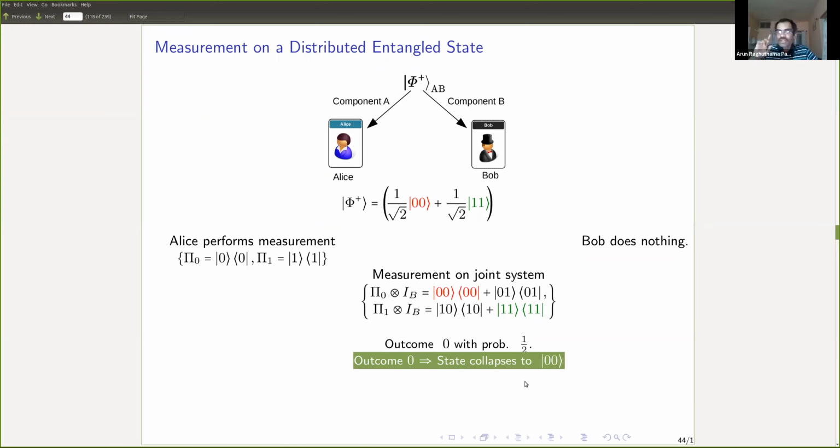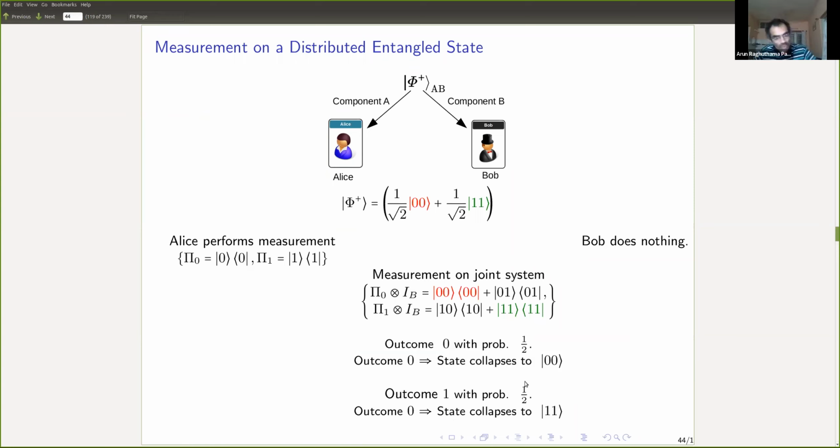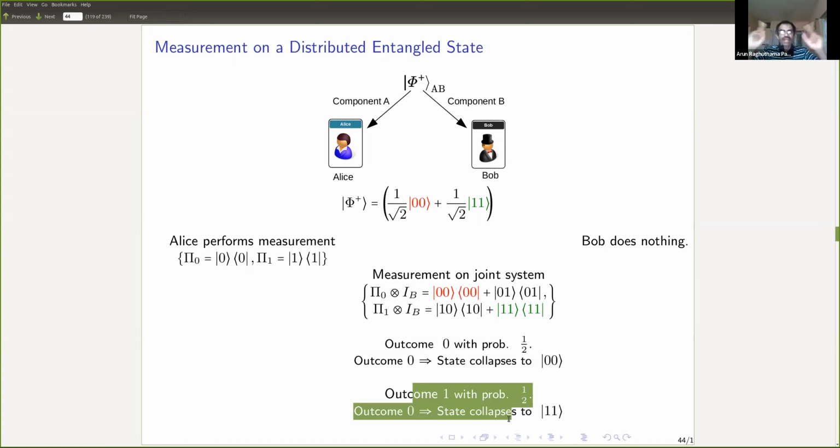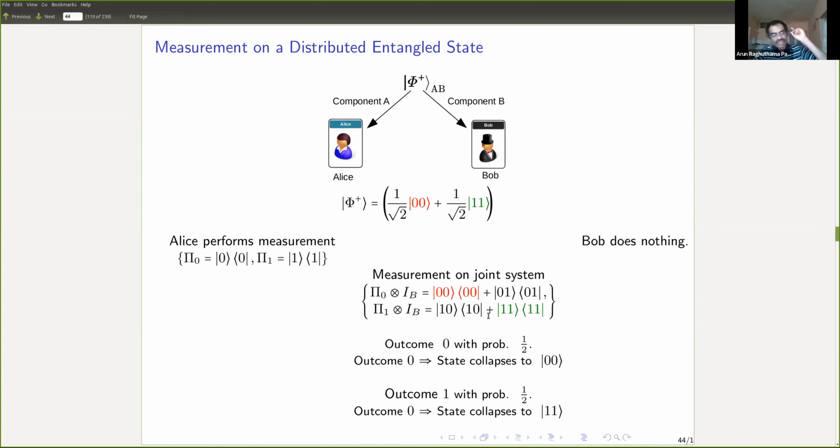If the outcome is 1, that happens with probability half, the state collapses to ket 1 1. Okay, so when Alice performs this measurement, you can get one of two outcomes, either 0 or 1. If she gets 0, the state has collapsed to ket 0 0. If she gets 1, the state has collapsed to 1 1. Okay, but remember what happens? It's random, right? So with probability half, she gets 0. With probability half, she gets 1.